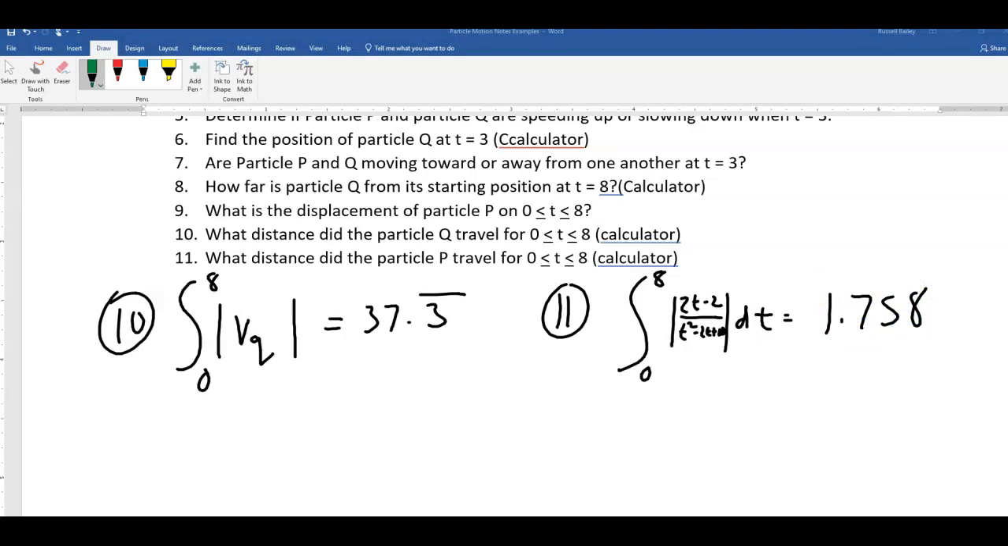Okay? And so those are the pretty common types of questions that you could be asked for these types of FRQs. So hopefully that's helpful, and we'll put the stuff into practice tomorrow.